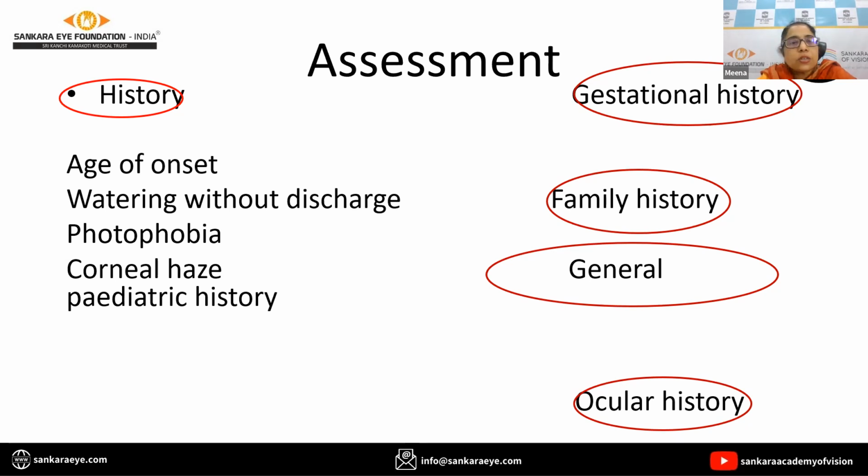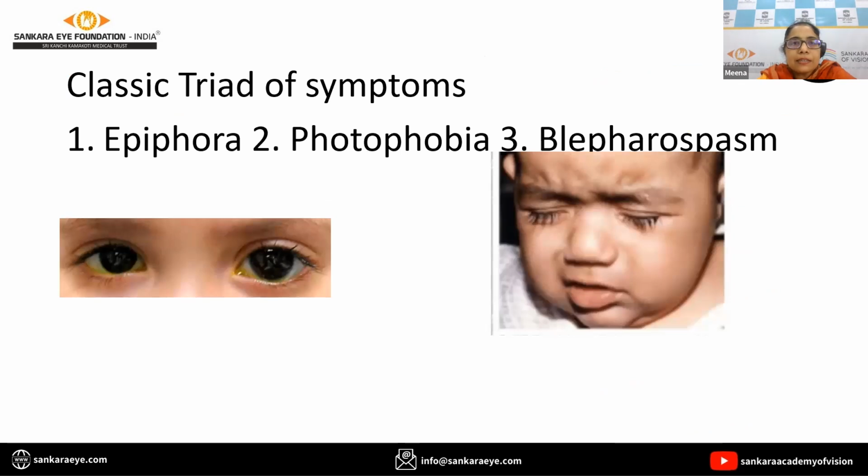And many parents notice a corneal haze. And of course, a thorough pediatric history is also important because we may have to give the child general anesthesia. So that way, systemic history is extremely important. What is the classic triad of symptoms? It includes epiphora, photophobia, and blepharospasm. This is the classic triad which we call in congenital glaucoma.